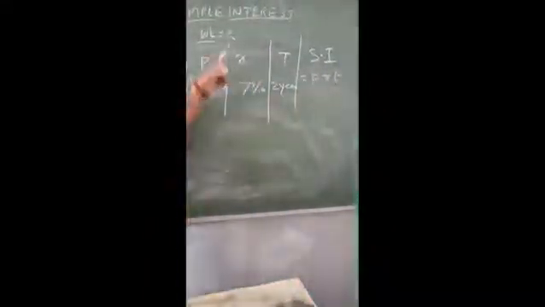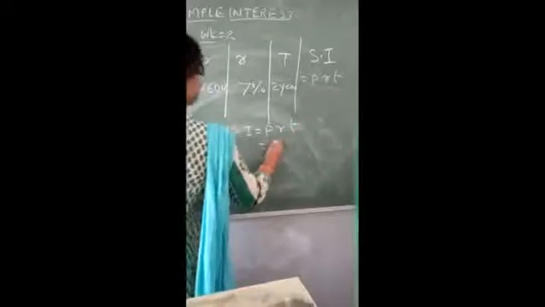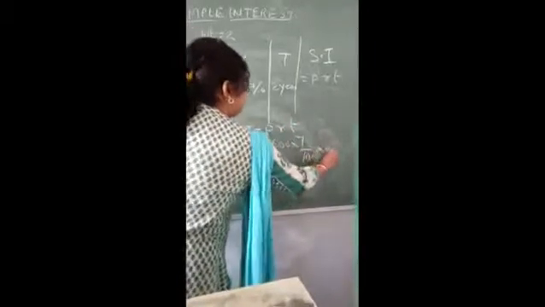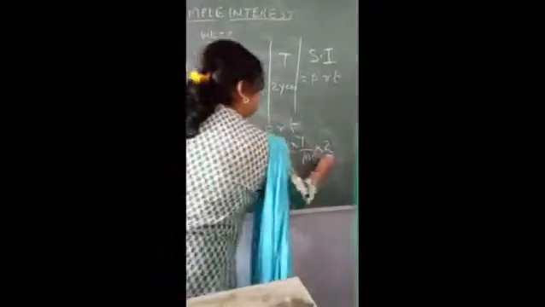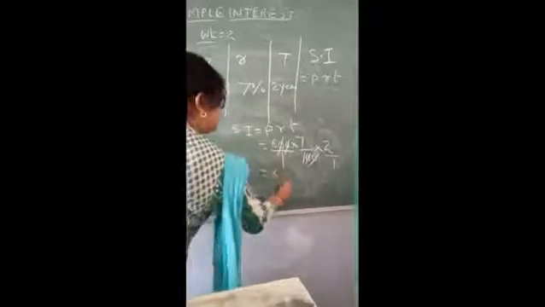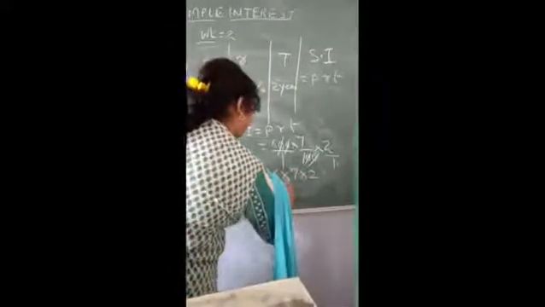Here we have to calculate SI. SI is equal to PRT, so it is 600 into 7 by 100, and T, the time, is 2. Now 600 becomes 600 by 1 and 2 becomes 2 by 1. The zeros cancel. Now 6 into 7 into 2. So 6 twos are 12, and 12 sevens are 84.